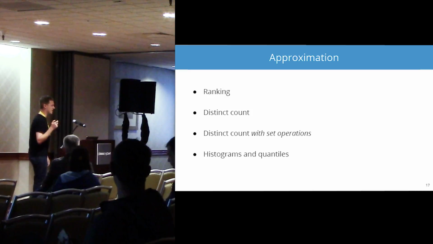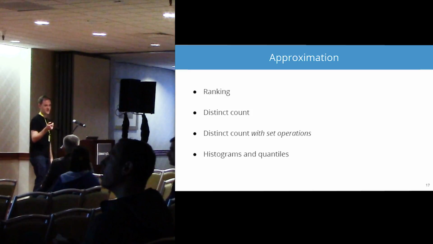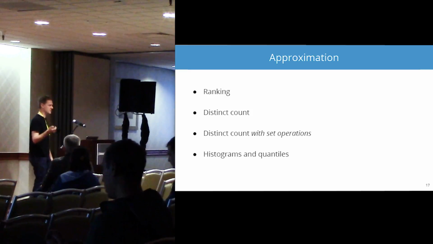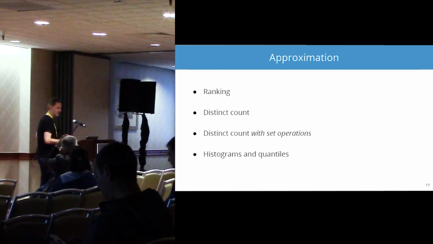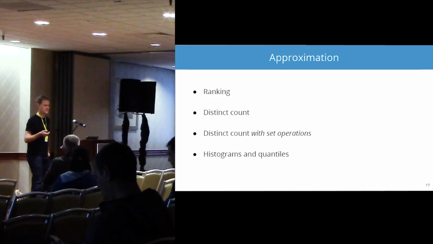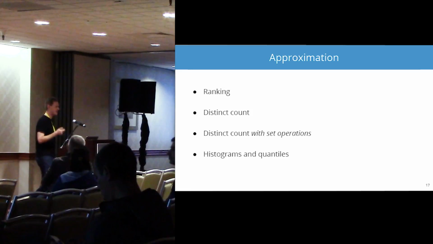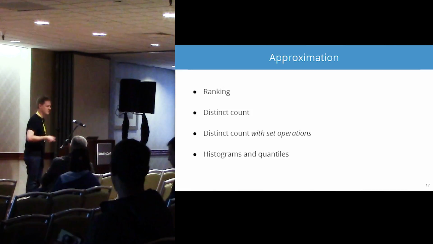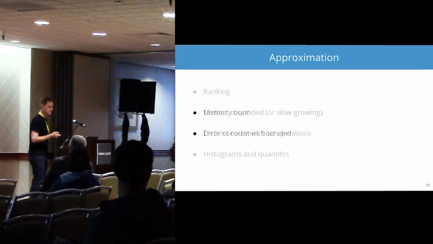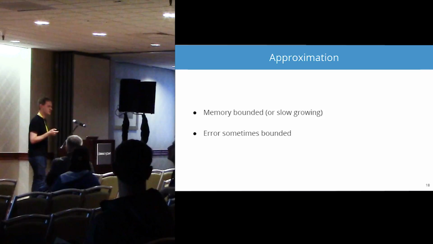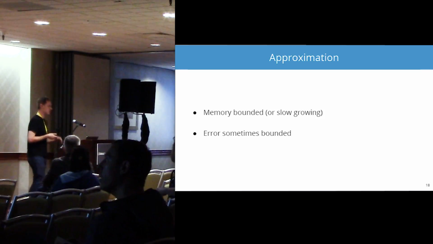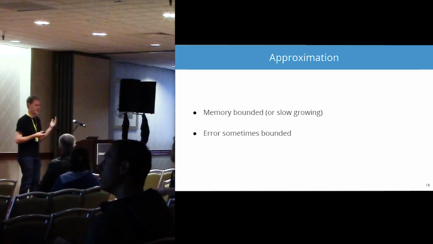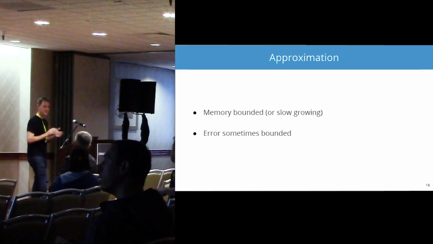So in Druid, we support a lot of approximate algorithms because we're built for this kind of thing. We support approximate ranking, so that's top page by hits, approximate distinct count with set operations like intersection and A non B, and also approximate histograms and quantiles. The approximations all have in common that their memory is bounded or slow growing, so they're not going to need to use a ton of memory even with a high cardinality input, and also the error is sometimes bounded.